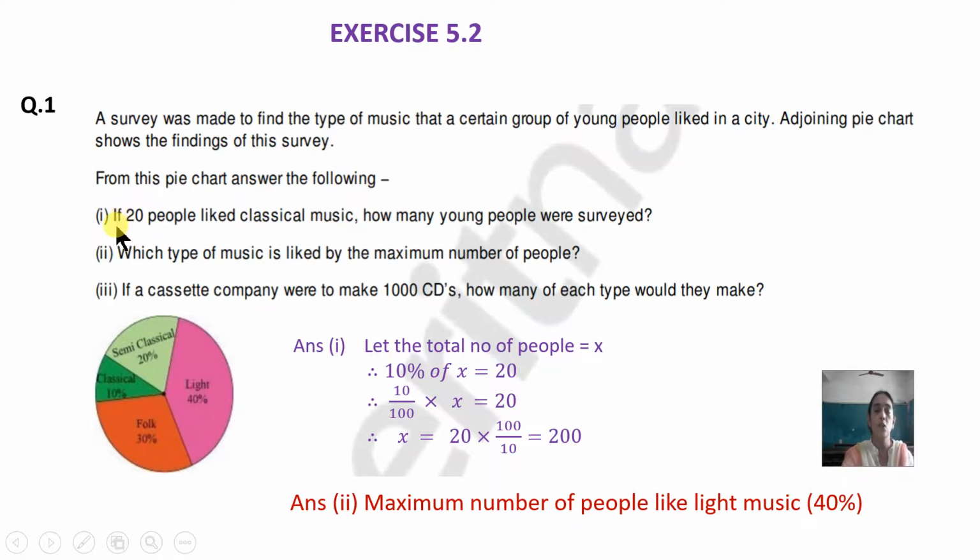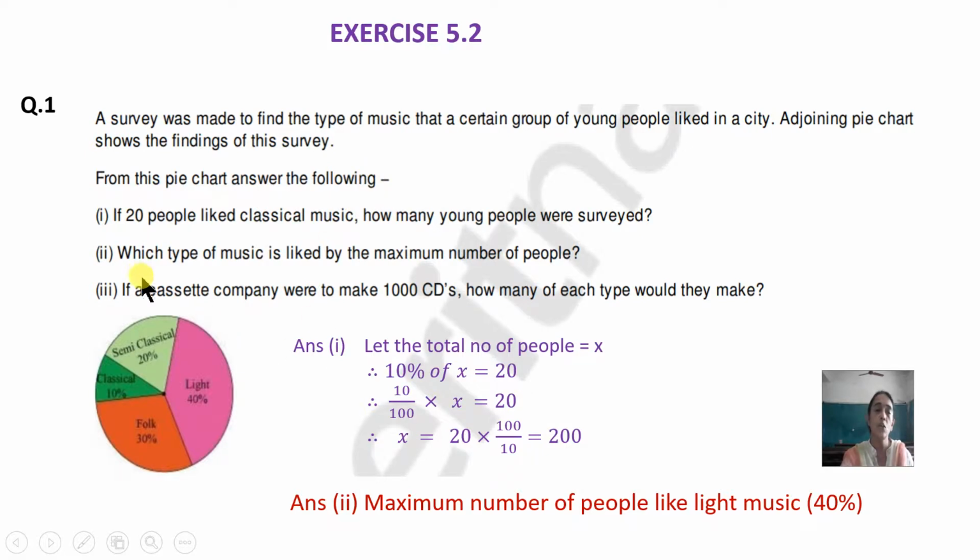First question is, if 20 people liked classical music, how many young people were surveyed? So in total, how many people were surveyed if 20 people liked classical music? Now here classical music is given as 10%. So 10% is equal to 20 people actually. So you have to find the total number of people surveyed. We are not given the total number of people here.